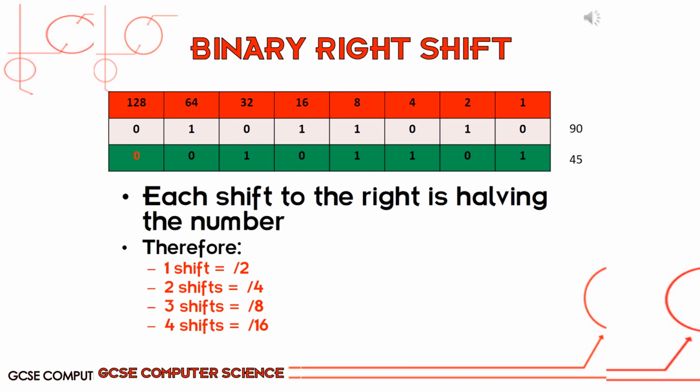This is just a quick recap to show you what is happening. Binary shift right is halving the number, and a binary shift left is doubling the number, and that's how we do multiplication and division.